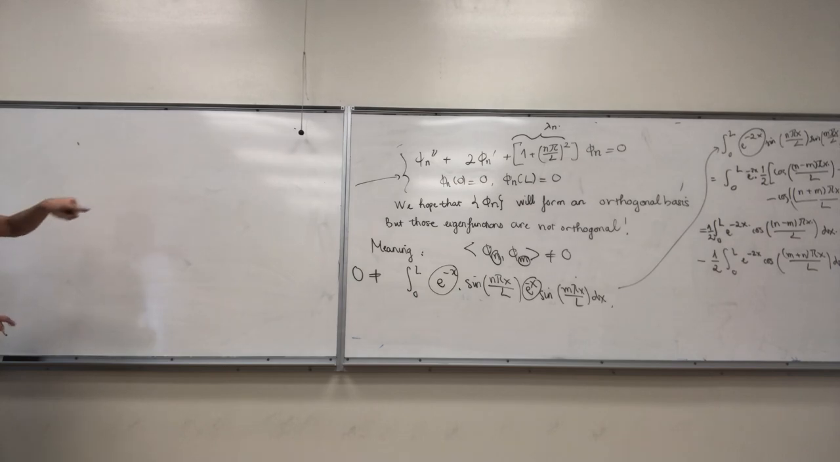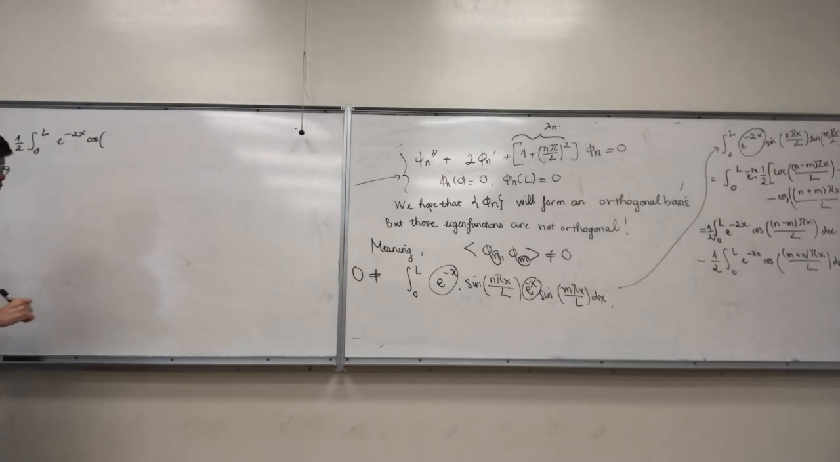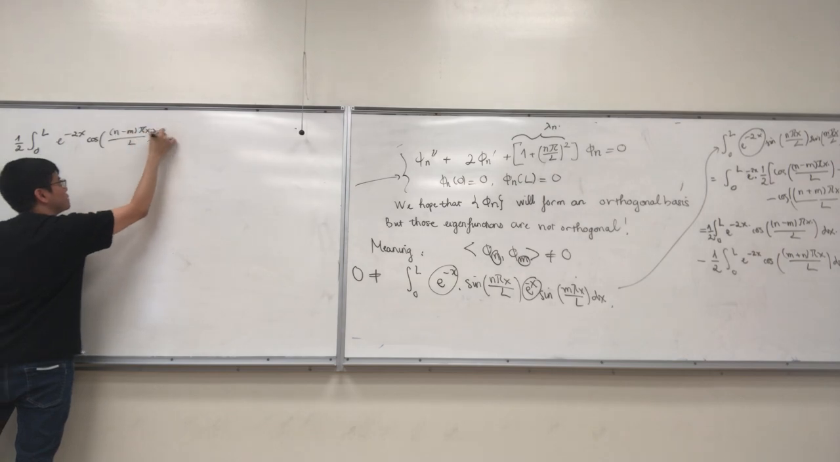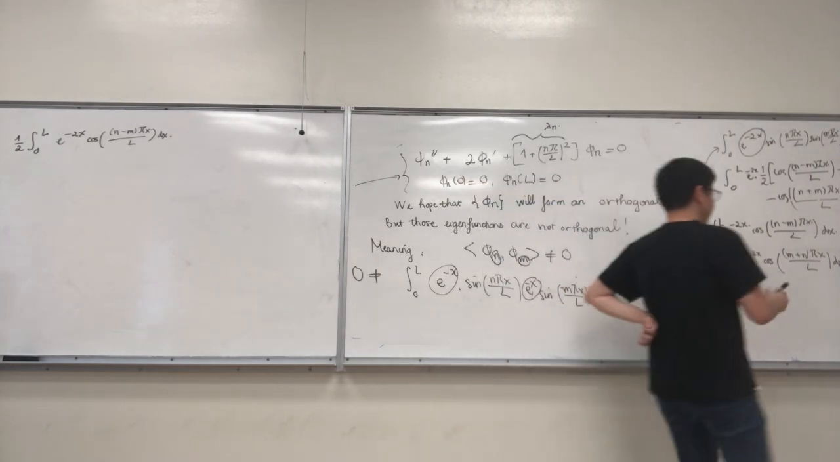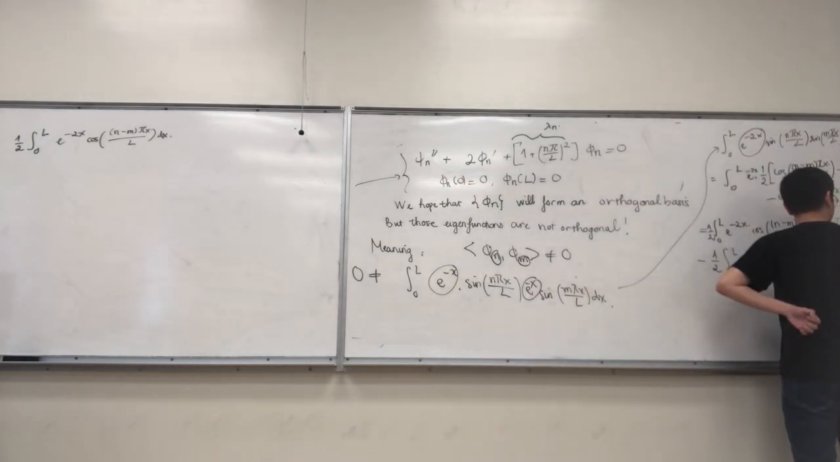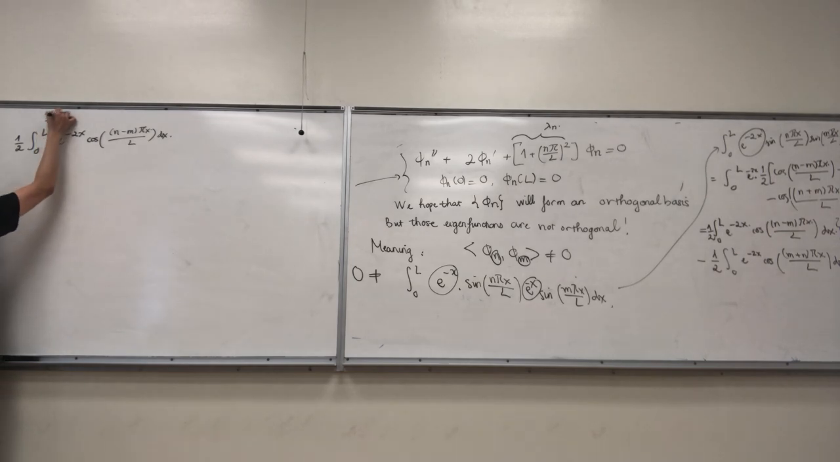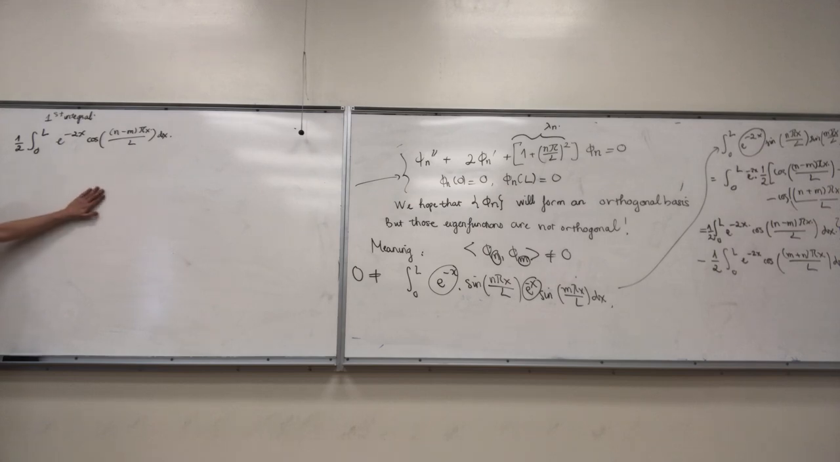So you're going to have the first one, 1/2 integral from 0 to L of e to the power minus 2x cosine of (n minus m) pi x over L dx. So this is the first integral, right? So here you have the first, and this is the second. Now I'm going to compute the first integral, all right? So what should I do?